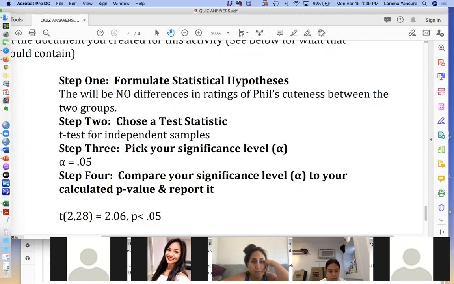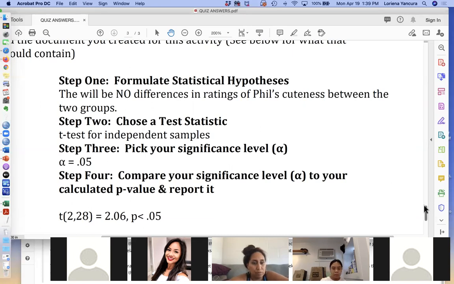Step 3 is to pick your significance level. Remember, 3 is the super easy one because you really only have 3 choices, and the best ones are the small ones. I'm going to accept an alpha level of 0.05, which means that I want to be 95% certain that my results are really there, that they're not due to chance. And I'm willing to take a 5% risk that they're due to chance. Then I'm going to compare my significance level alpha to my calculated p-value and report it.